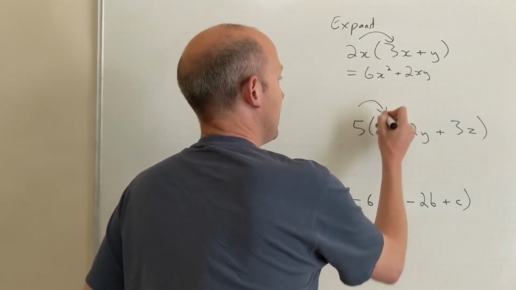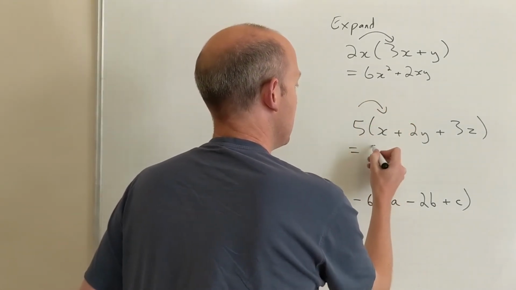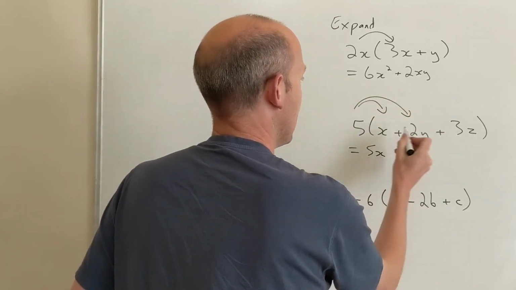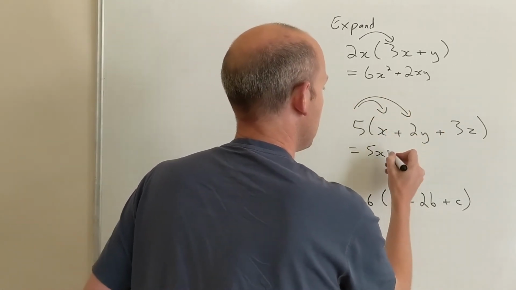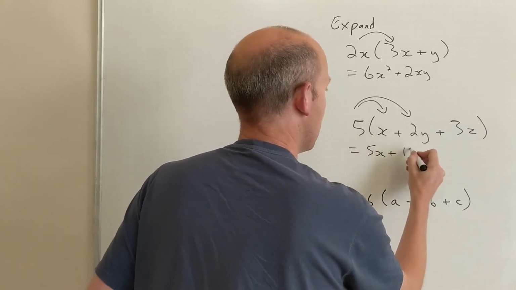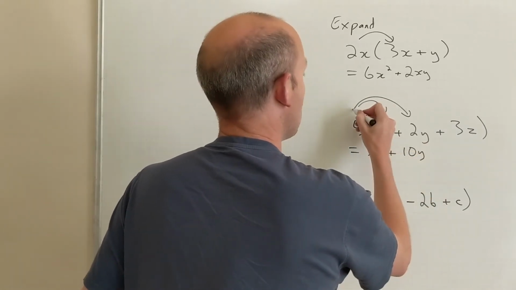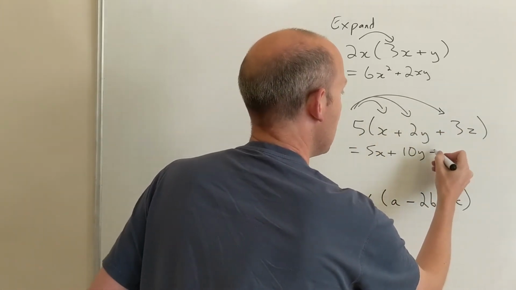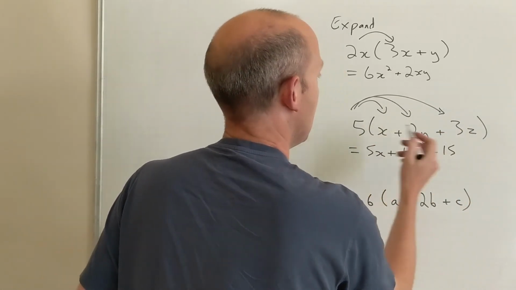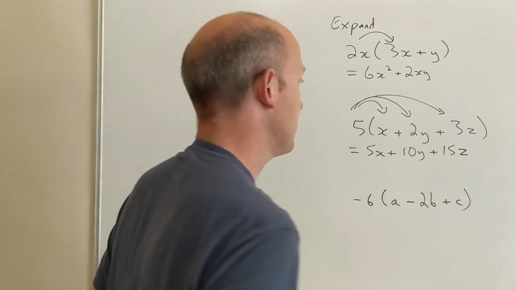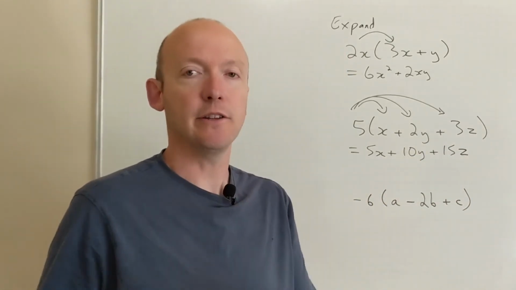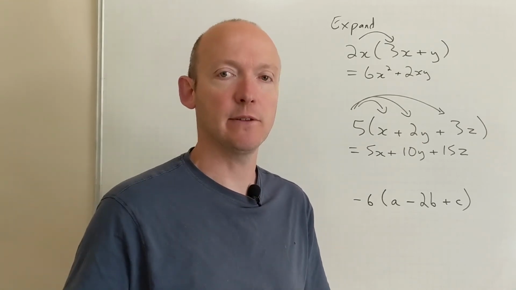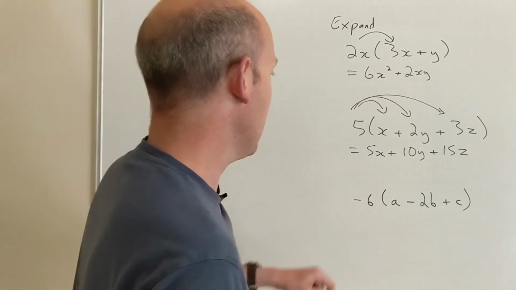So 5 times x is 5x. Multiply these, so we've got 5 times 2, again it's plus times a plus, and 5 times 2 is 10, so that'll be 10y, and then we just do one more multiplication. So 5 times 3 is positive 15, and 15z. So nothing any harder than having 2 terms, just multiply each of the things on the inside by the number on the outside. And last one we've got here.